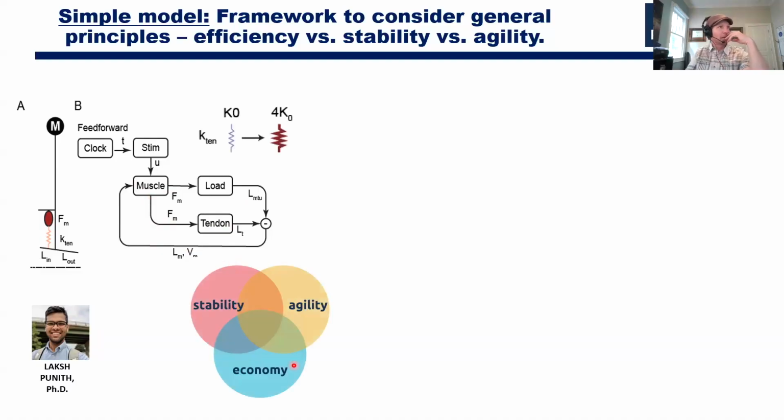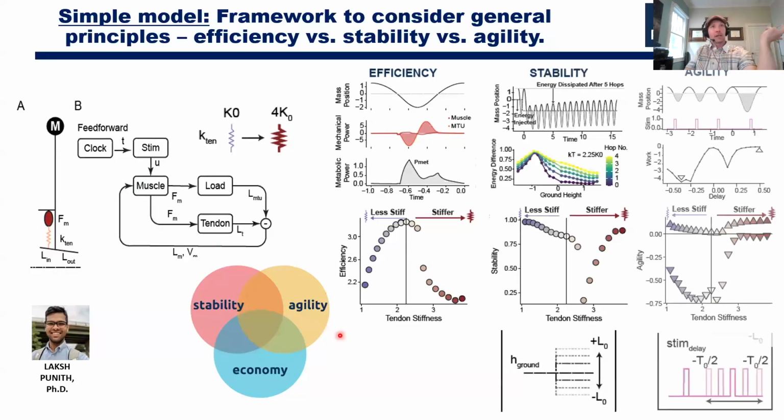Now, how do we use a simple model like this to think about not just stability or economy or agility alone, but maybe the trade-offs between all three of them, which is a question that we've been working on in the lab for a bit now. I'm not going to spend hardly any time on the efficiency part today. We're going to talk more about the stability and agility parts.